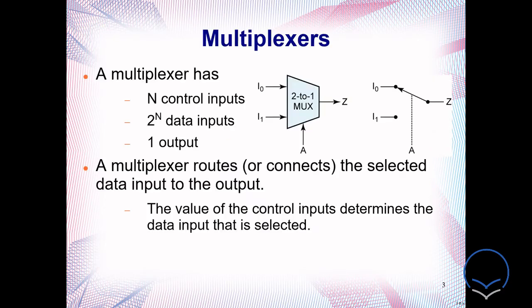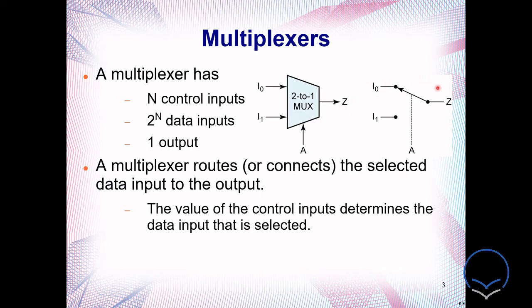A multiplexer has n control inputs and 2^n data inputs, and also one output. This is a typical 2 to 1 multiplexer. It has one control input, A, and two data inputs. Here n equals 1, that means one control input. If n equals 1, then 2 to the power 1 equals 2, so 2 data inputs and 1 output. Z is our output.